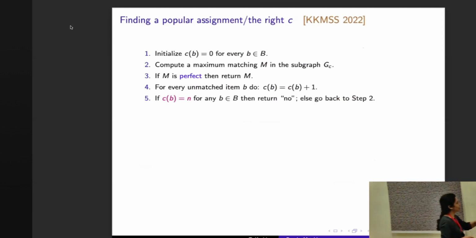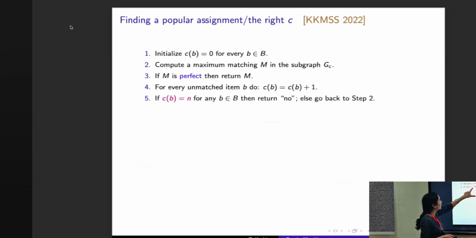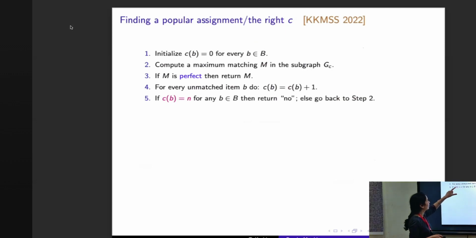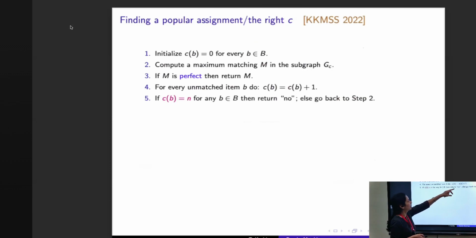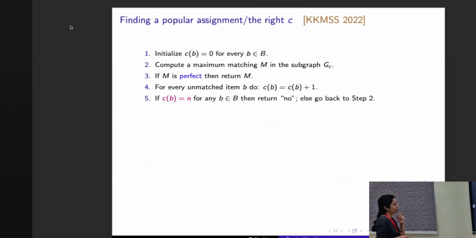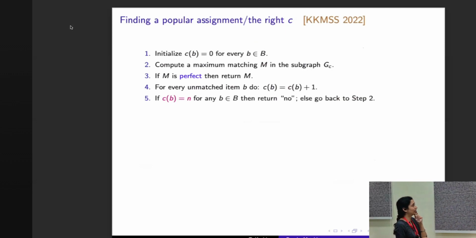And if it is the case that there is an item that is getting colored n, n is not an allowed color, all the colors have to be from 0 to n minus 1. If there is an item getting color n, then return no, there is no popular assignment. Else, if all the colors are in the allowed range, go back to step 2, your subgraph has changed because your coloring has changed.